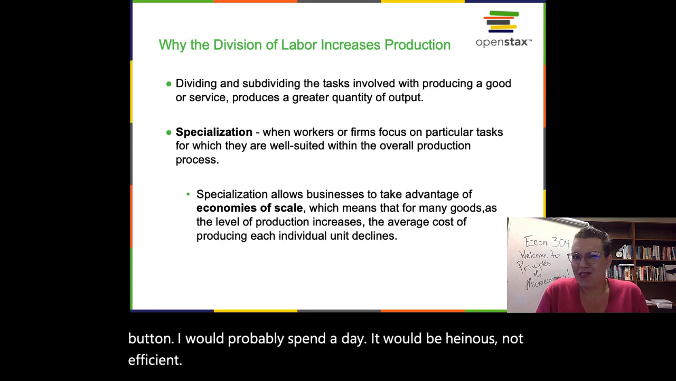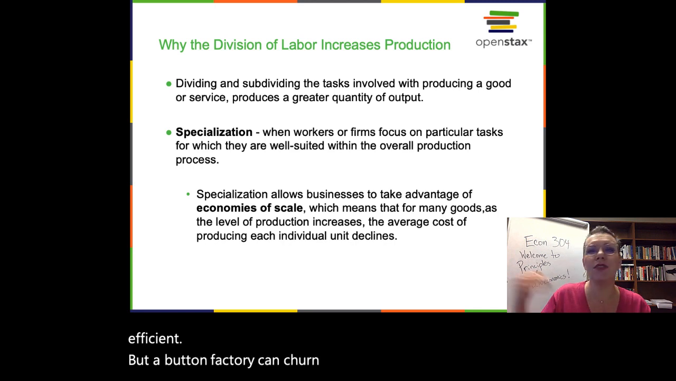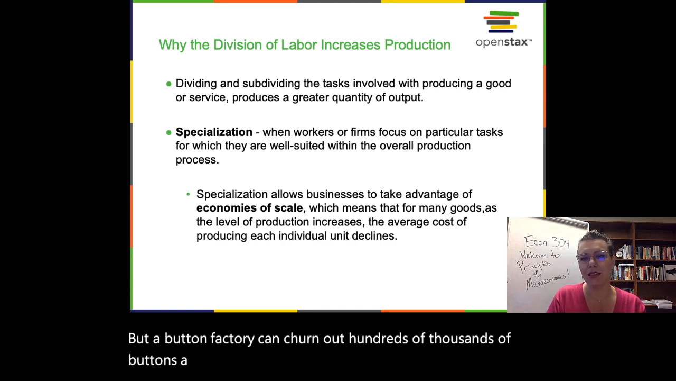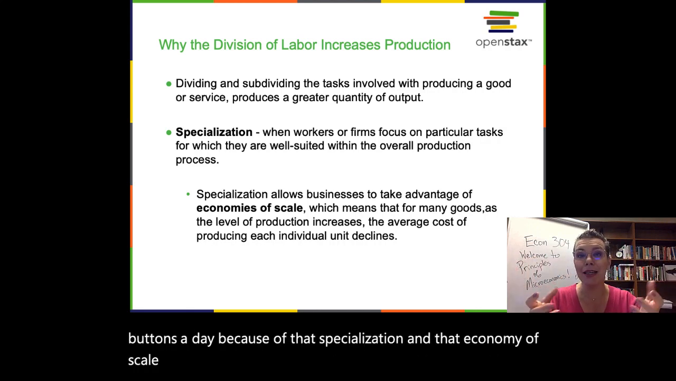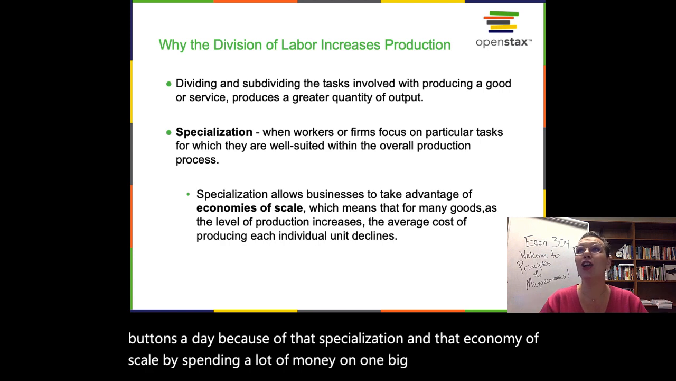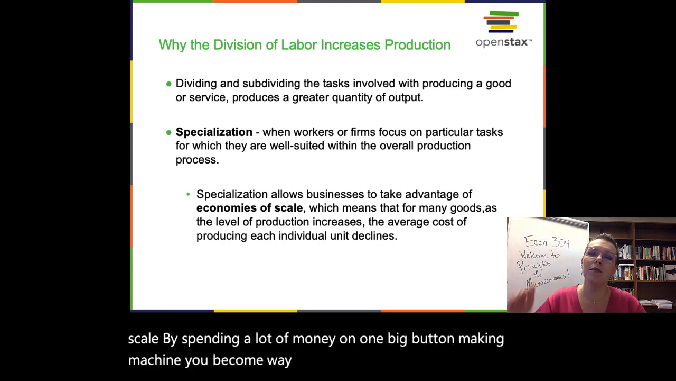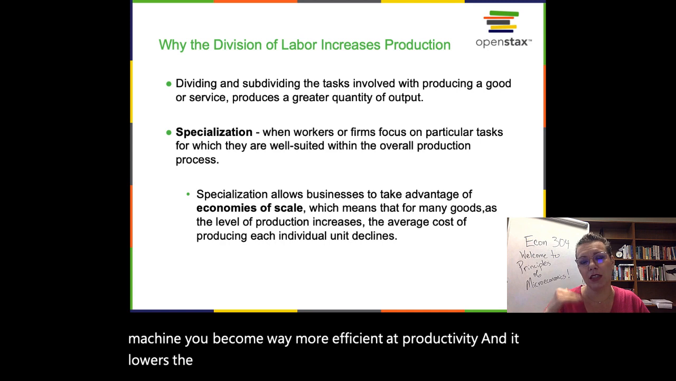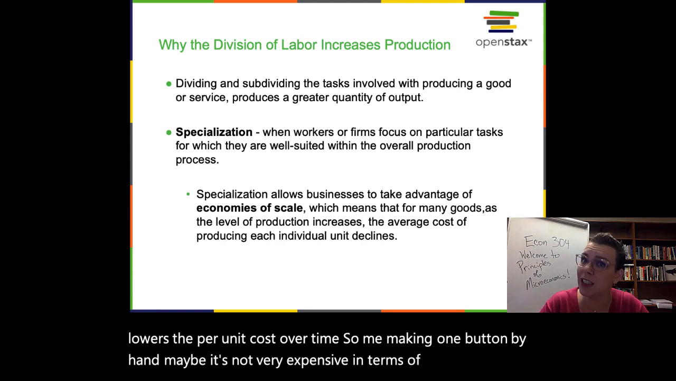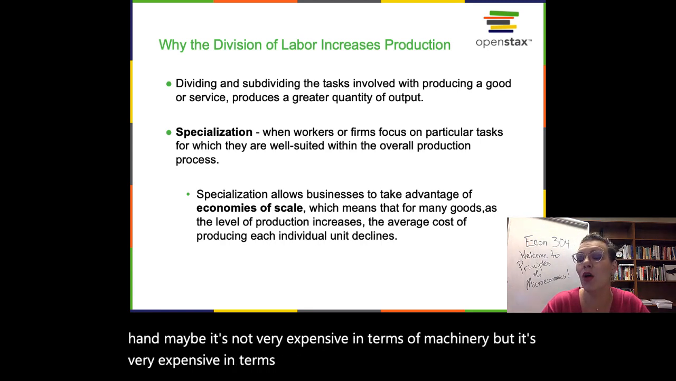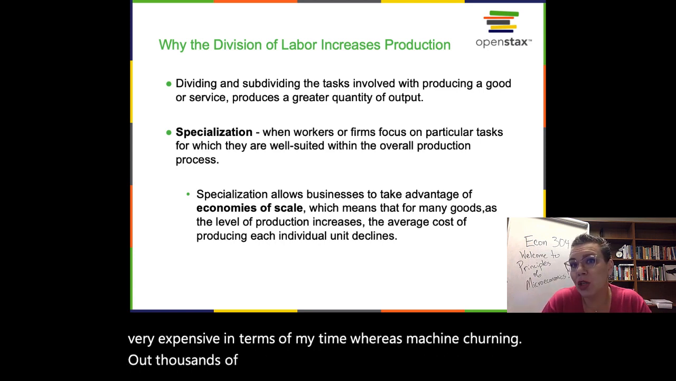But a button factory can churn out hundreds of thousands of buttons a day because of that specialization and that economy of scale. By spending a lot of money on one big button making machine, you become way more efficient at productivity, and it lowers the per unit cost over time. So me making one button by hand, maybe it's not very expensive in terms of machinery, but it's very expensive in terms of my time. Whereas a machine churning out thousands of buttons per unit is very cheap. And that's what we mean by economies of scale.